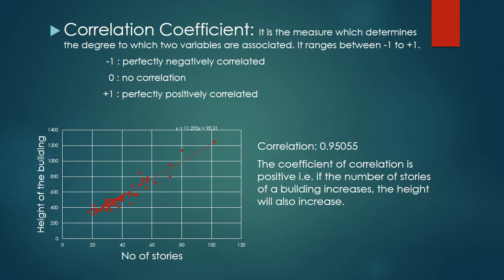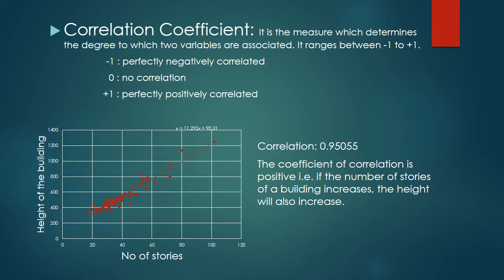Then we studied about correlation coefficient. It is the measure which determines the degree to which two variables are associated. It ranges between -1 and +1. A correlation coefficient of -1 depicts that the two variables are perfectly negatively correlated. That is, if one variable increases, the other one will decrease by the same rate. And then there is zero correlation, which means there is no correlation between the two variables. +1 depicts that they are positively correlated. It means if one variable is increasing, the other will also increase.